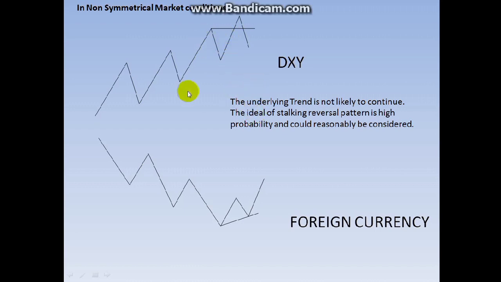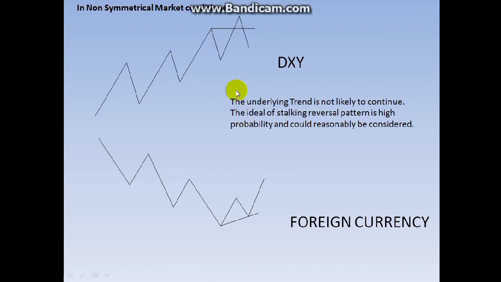And when you have non-symmetrical market conditions, you can then rest assured that you are on the right side of the order flow, that your analysis is accurate. One way to confirm it is by using SMT divergence.